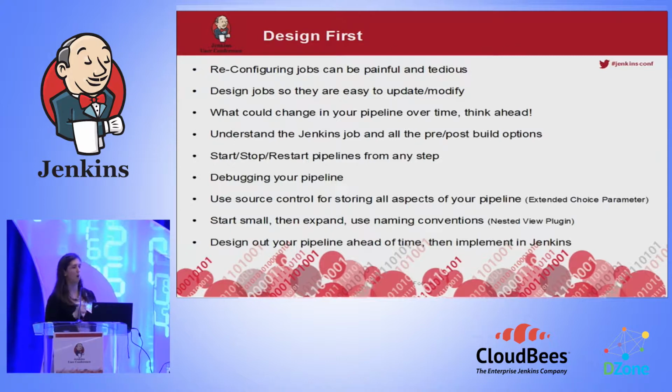So you really want to whiteboard it out or design it on paper before you actually just go and create a bunch of jobs, because you're probably going to end up going back and tweaking them to make the design better. So you really start small and then expand from there. And use naming conventions, things like that. I find on our Jenkins we end up with people creating all these test jobs, and three months later you have no idea what those jobs are or what they even do.